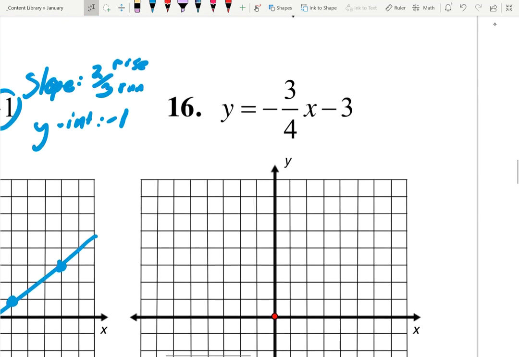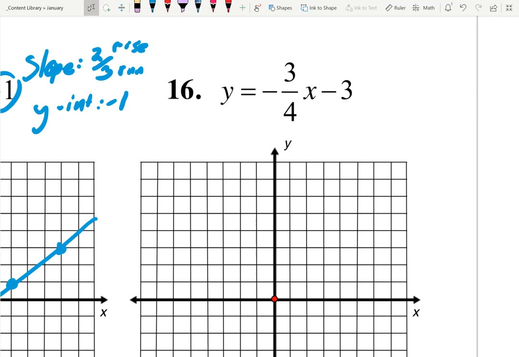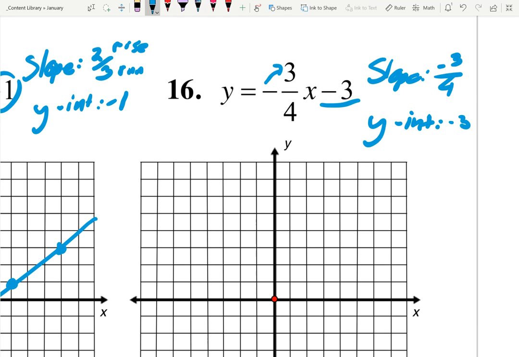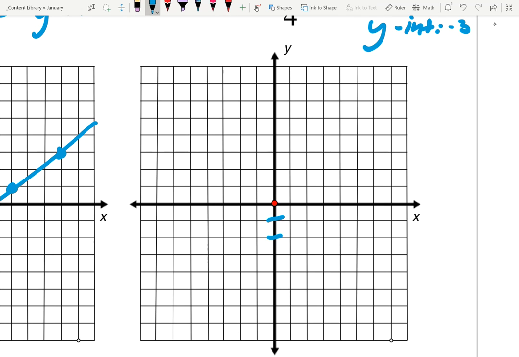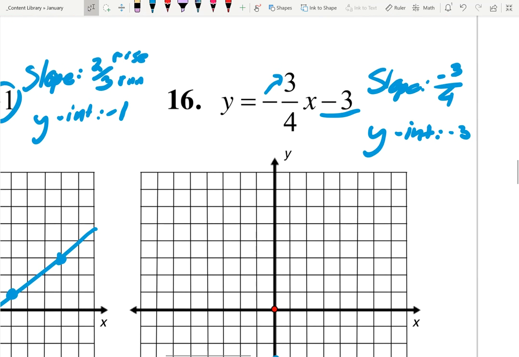And then one more. So again, we have another negative slope. So remember to associate the negative to the numerator just to make it easier. So let's call our slope negative 3 over 4, right? Negative 3 over positive 4. And then our y-intercept is negative 3 here. So our y-intercept is at negative 3, so we're going to go down to negative 3. So negative 1, negative 2, negative 3 is going to be here. And our slope, remember, is negative 3 over 4.